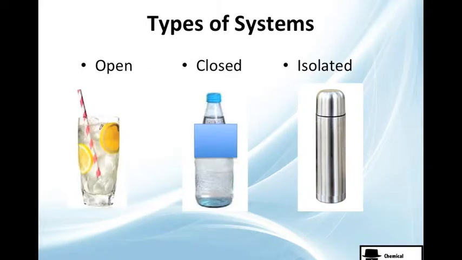Open system will be this. The bubbles go out, dust can come in here, and what else? I don't know, maybe even a bug, etc. Water can also evaporate, so there's inlet and outlet. It's an open system. A closed system, on the other hand, nothing can go in and nothing can go out.